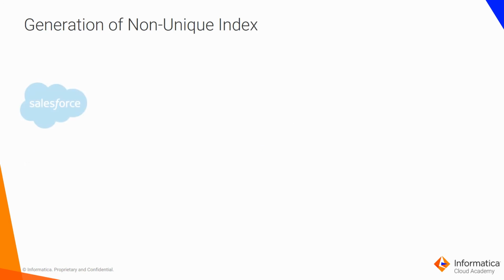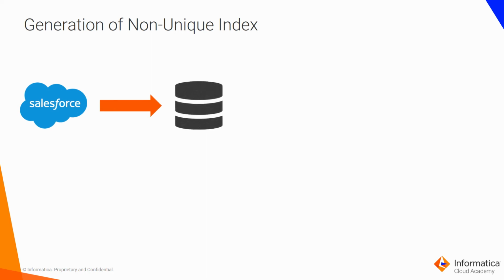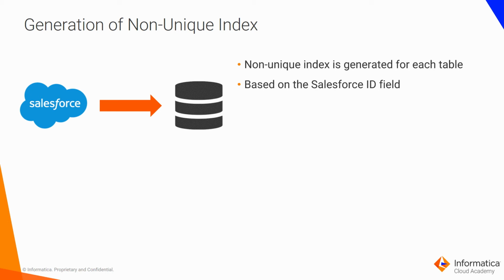When you replicate Salesforce sources to target database tables that do not yet exist, the data replication application generates a non-unique index for each target table. The data replication application also generates an index when you replicate Salesforce sources to target database tables and use the Create Target option on the data replication task page. The index is generated based on the Salesforce ID field. Indexes are not generated for Salesforce sources that do not include a Salesforce ID field.